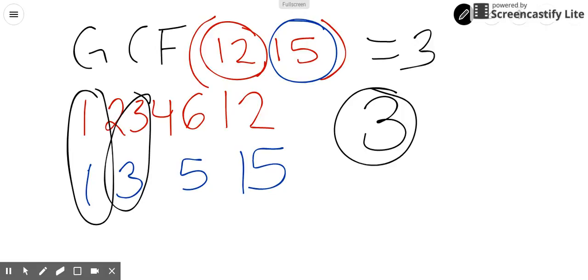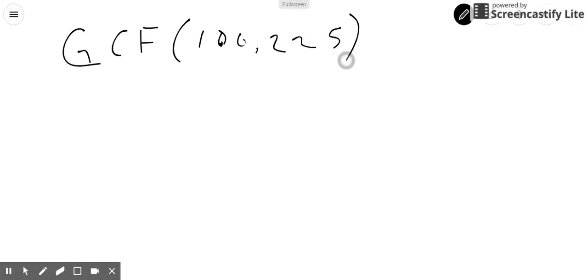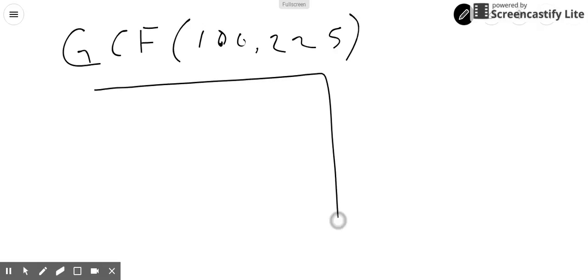That's fine and dandy. But the problem starts coming in when you find yourself with this question. What's the GCF of 100 and 225? Now you have to sit back and think, do I really want to sit here and list out the factors by hand? 100 and 225 are pretty big numbers, so that might take a lot of space and a lot of time. So there's actually a different way that we can look at this, and it's called the grid method.